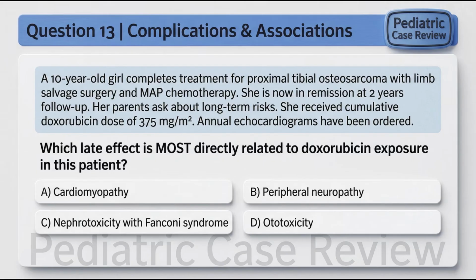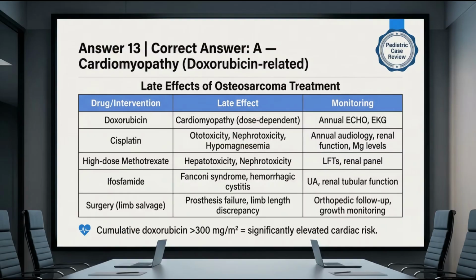Which late effect is most directly related to doxorubicin exposure in this patient? Option A, cardiomyopathy. Option B, peripheral neuropathy. Option C, nephrotoxicity with Fanconi syndrome. Option D, ototoxicity. The correct answer is option A, cardiomyopathy, which is the primary dose-dependent late effect of doxorubicin.